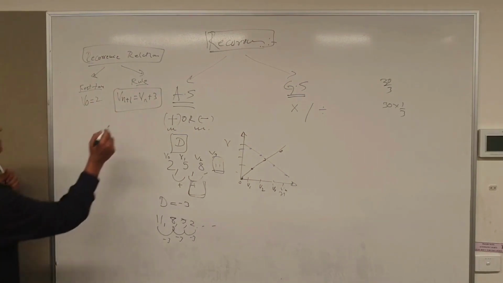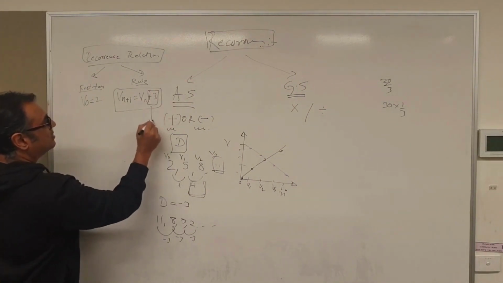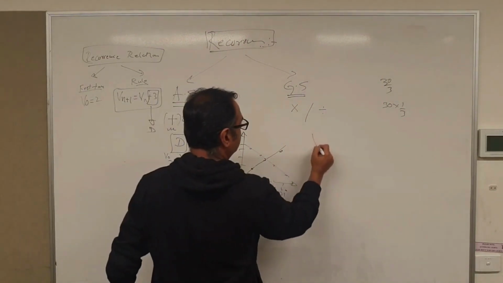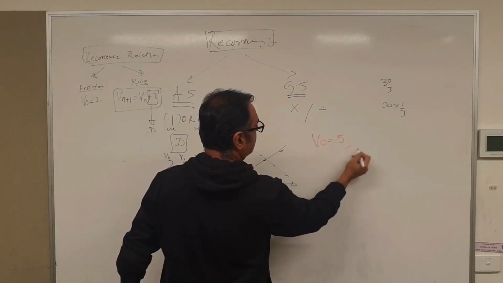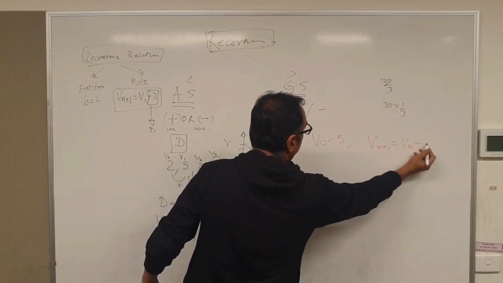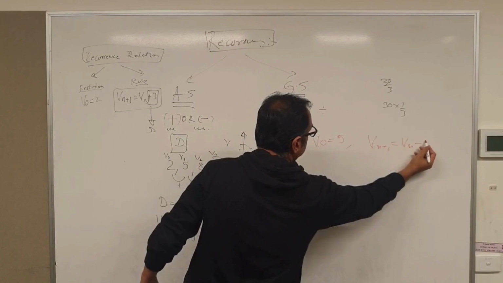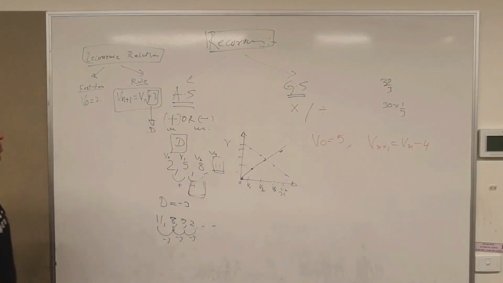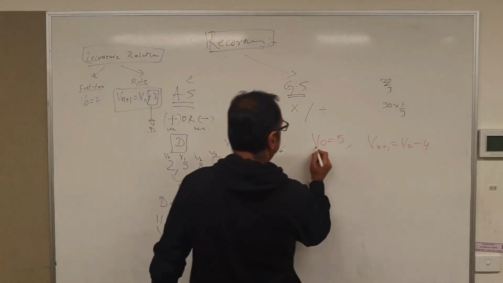Right? So 3 here is the D, the common difference. Now if I write something like this, I say V0 equals 5 and Vn plus 1 equals Vn minus 4. Can you generate the first 4 terms?